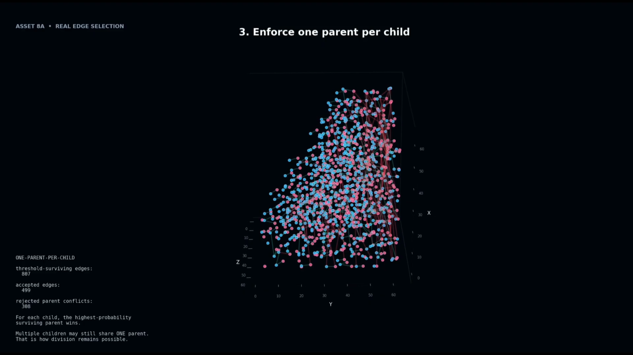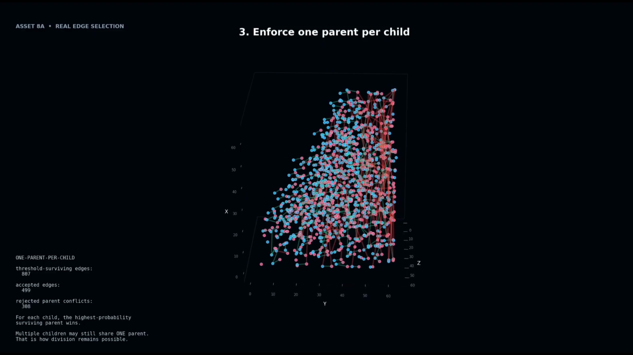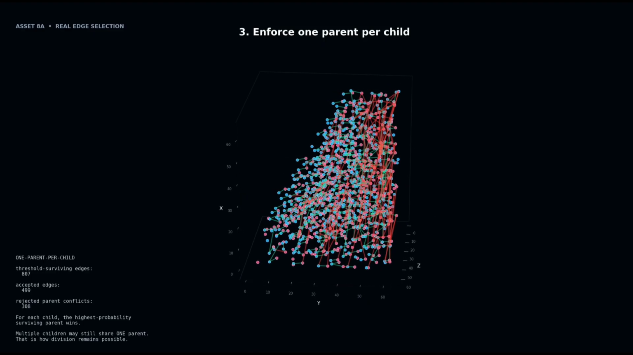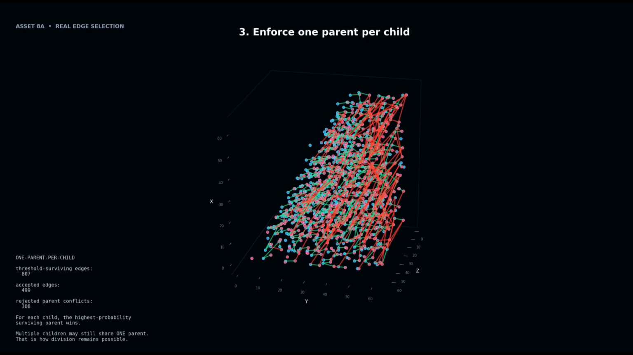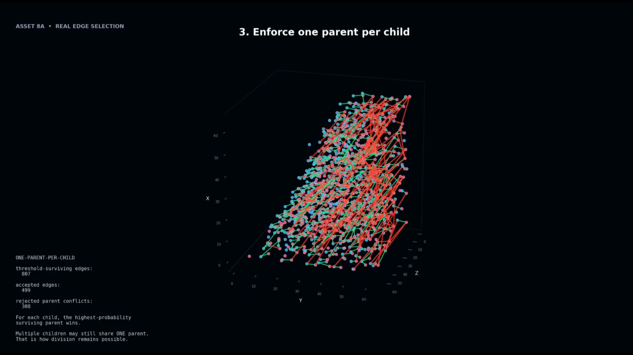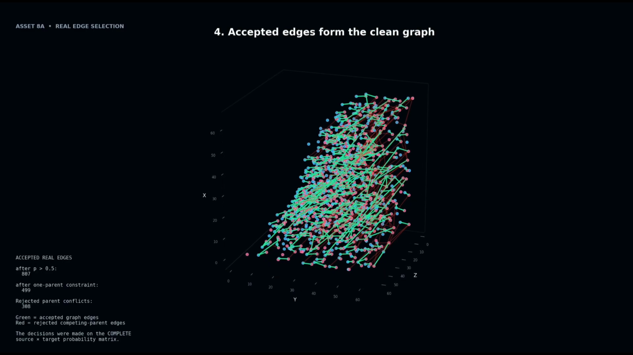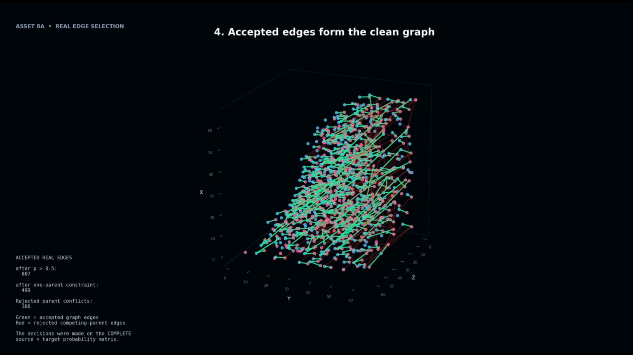The second is that we enforce one parent per child, as in one cell cannot be formed from two cells in the previous time, right? One second ago there were two cells, suddenly they are one. A cell doesn't usually merge. So all of the accepted edges form a clean graph.